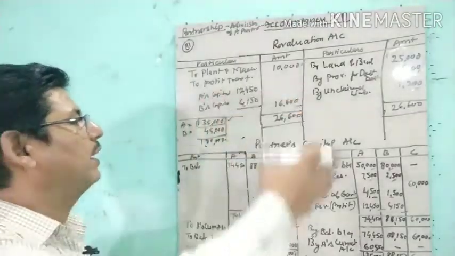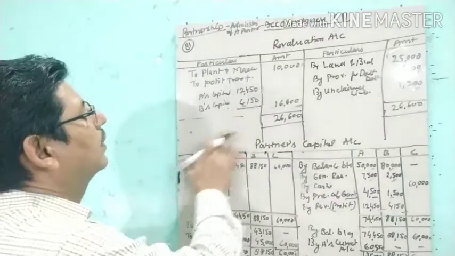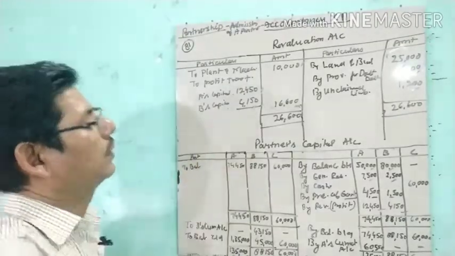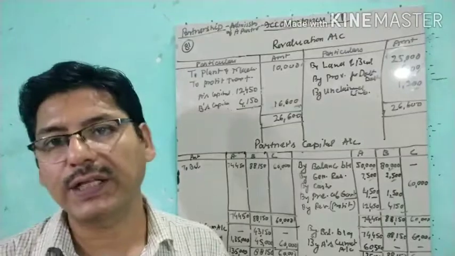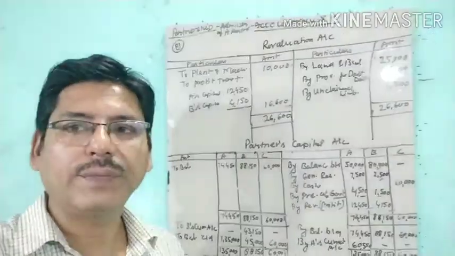This is the numerical we have done from your book. Okay. Now, you can solve other questions like this. Further, this 81 is there. Okay. Thank you.